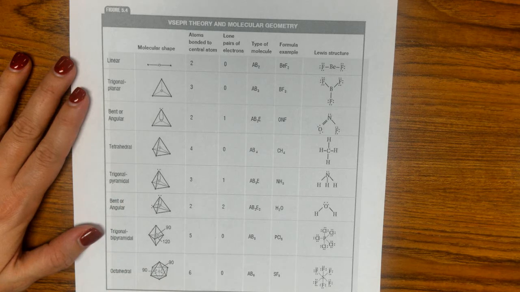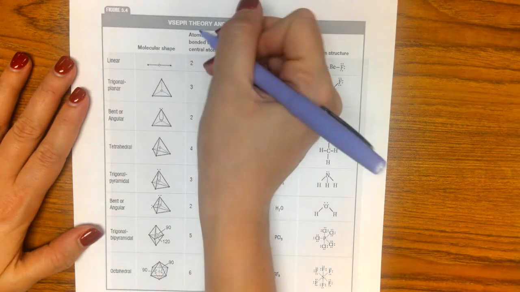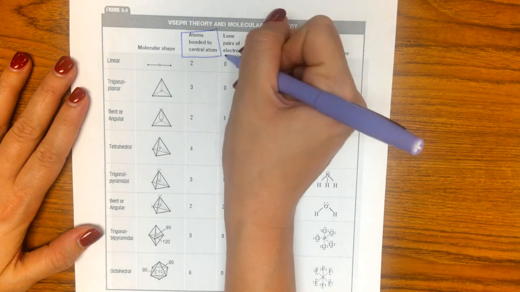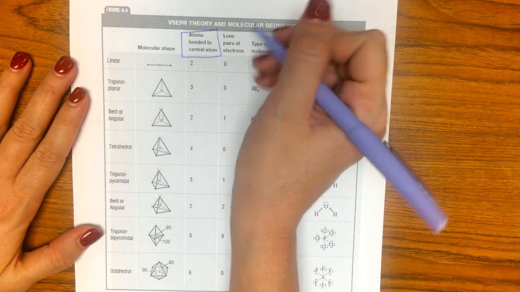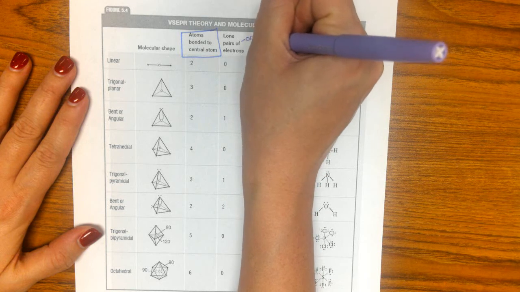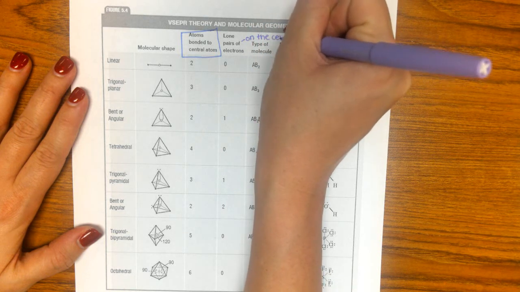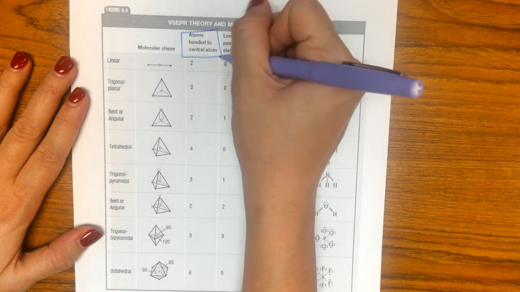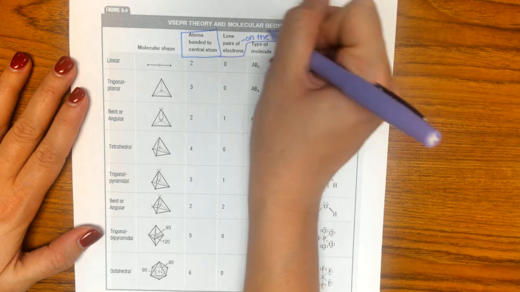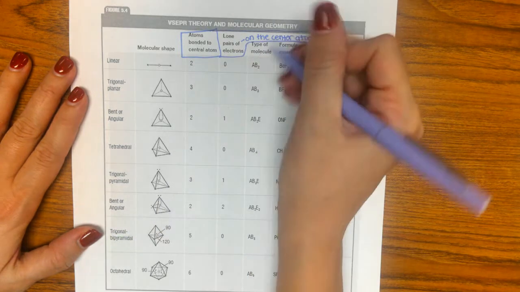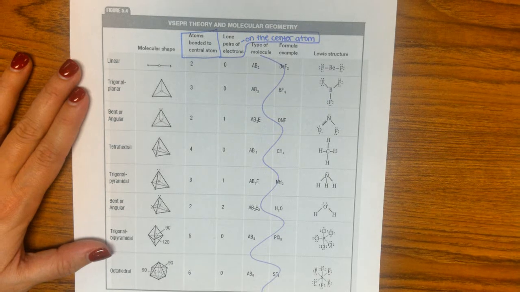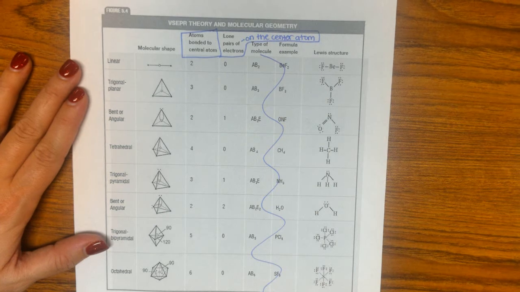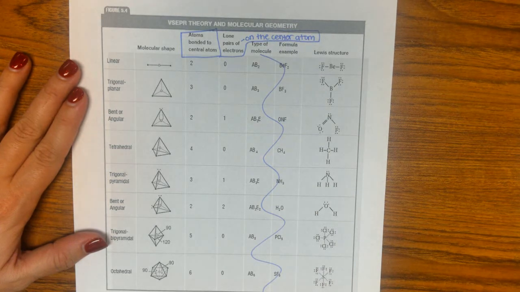And you can figure out what shape something has by looking at these two columns. So how many atoms are bonded to the center atom, and how many lone pairs of electrons there are. This should say on the center atom. Honestly, I don't even pay attention to these two columns. They don't help. And then here are some examples of how they look and actually how you're going to be drawing them.